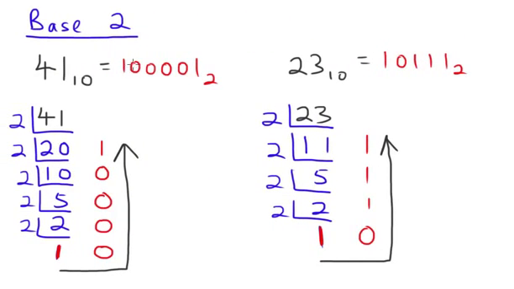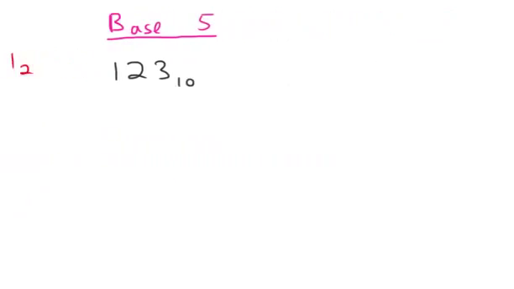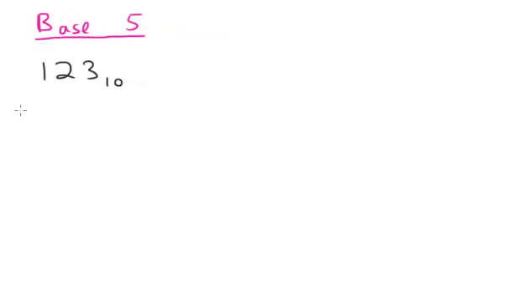If you want to convert to base 2, we divide by 2. So if you want to convert to base 5, we shall divide by 5. Simple as that. So start from 123 base 10. We will divide by 5.